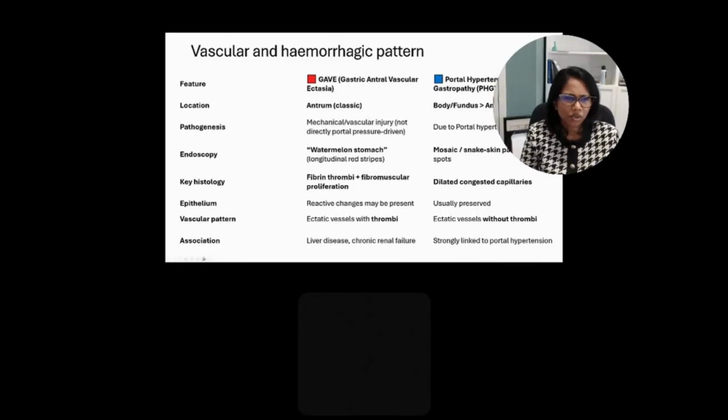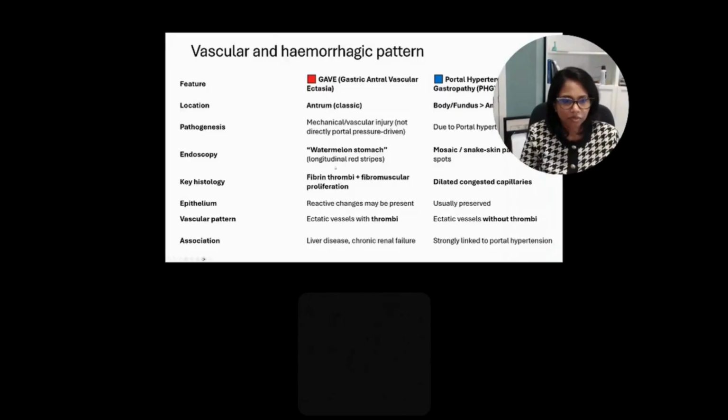In terms of pathogenesis, obviously portal hypertension is due to portal hypertension. In GAVE, it's not exclusively portal hypertension. It may be seen in cirrhosis or cirrhotic changes within the liver, which does result in portal hypertension, but it's not directly portal pressure driven. It could be mechanical, or there may be vascular injuries as well. Endoscopically, it's that classic appearance of a watermelon stomach with these longitudinal red stripes. And in portal hypertension, it may be more of a mosaic with a snakeskin pattern with little red spots.